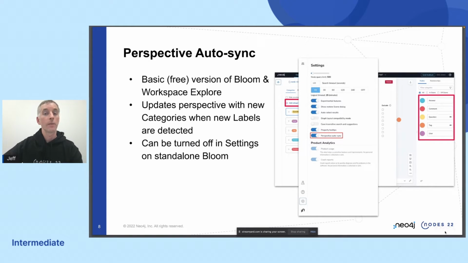So you can import data with import in Workspace and then move right over to Explore, and Bloom will pick up all of the new labels that have come in through that import and list them as categories. And then if you want to remove certain ones from the perspective, you can do so. You also still do have the option of going out to what we call the perspective gallery in Bloom and creating custom perspectives as you see fit.